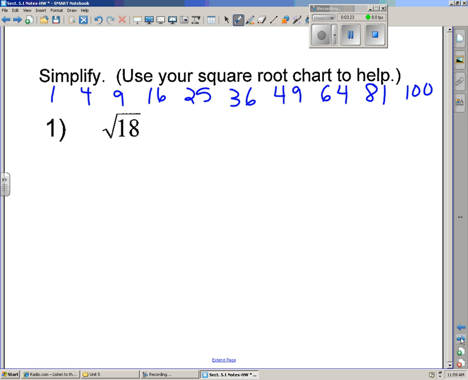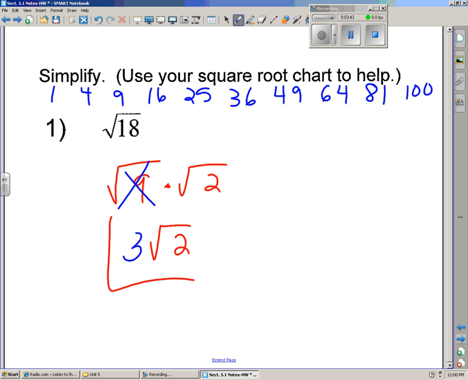So what I would do with 18 is use that product property and say the square root of 18 is the same as the square root of 9 times the square root of 2. Well, the square root of 9 is just 3. The square root of 2 is irrational. It's not a perfect square. My final answer, simplifying radical 18, is 3 radical 2.